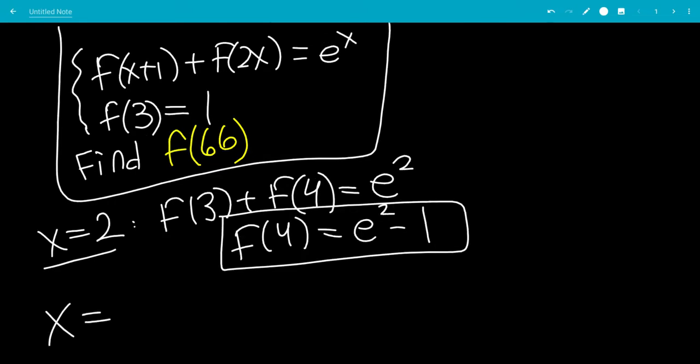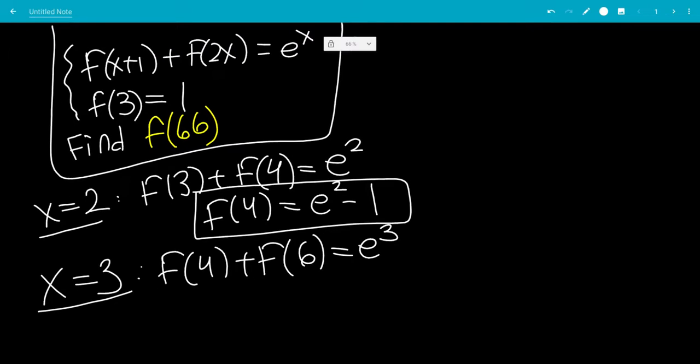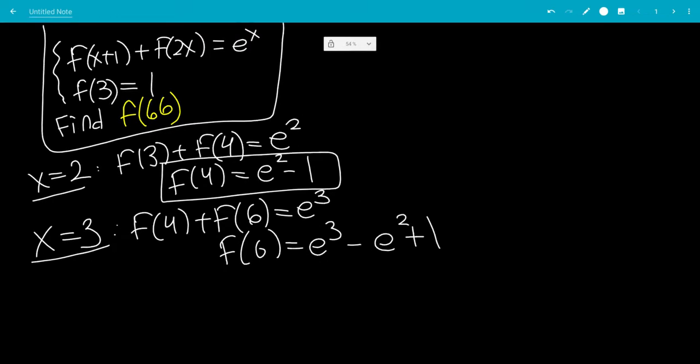Now we're going to subtract 1 from 4, so we get x = 3. Plug that in, you get f(4) + f(2 times 3), which is f(6), equals e cubed. So that means that f(6) is e cubed minus f(4). We know that is e squared minus 1, but we can negate the signs, so we get negative e squared plus 1. So that means that we have f(6).